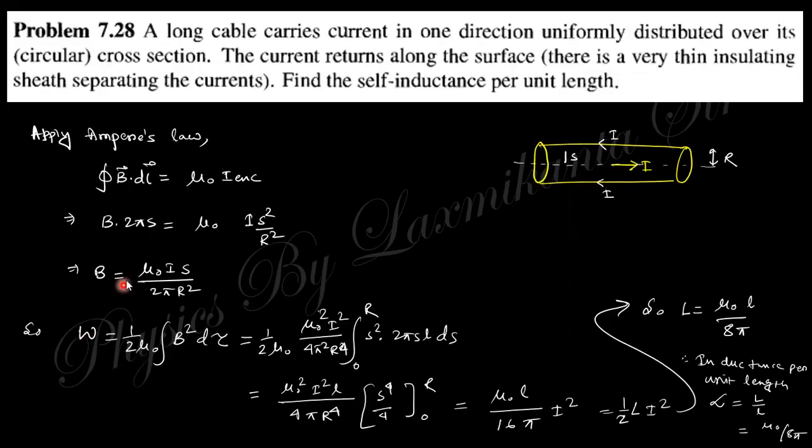Next one. A long cable carries current in one direction uniformly distributed over its circular cross section. The current returns along the surface. That means current flows along this circular cross section and the current returns on the surface. So applying Ampere's law at distance s inside, this will be I s squared by R squared, the current flowing within this region. If you draw this Amperian loop, this is the Amperian loop, right? So the magnetic field will be like that.